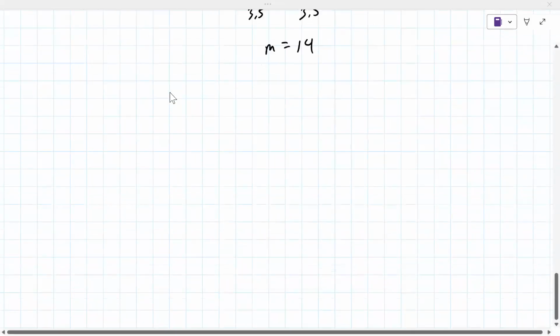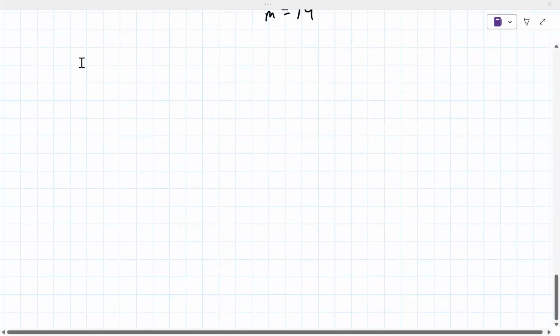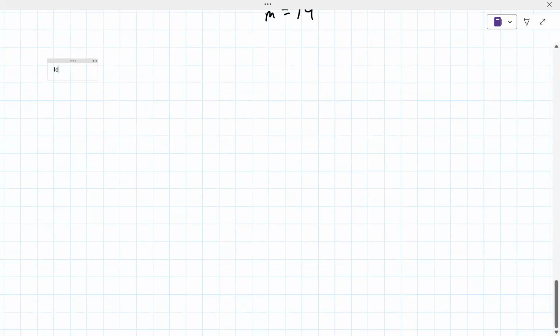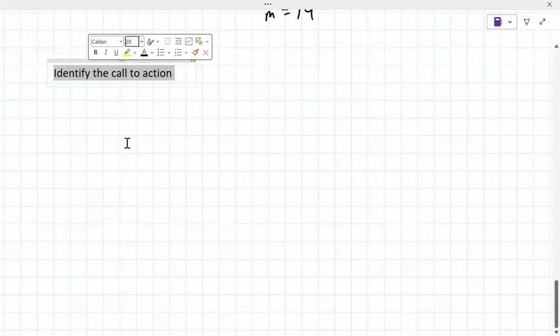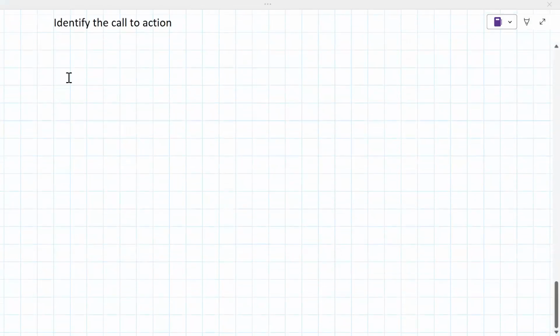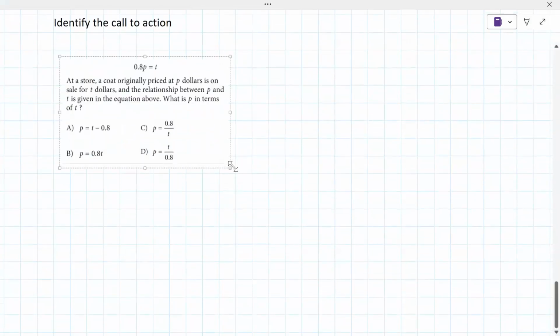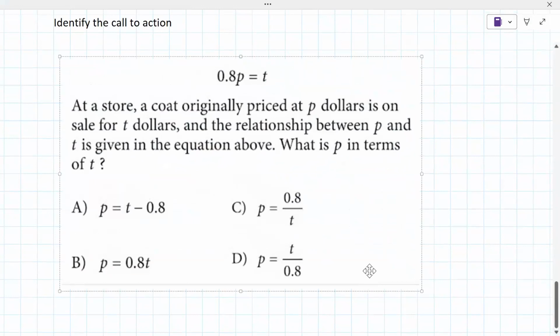Okay, so we're going to look at another question here, but here's what I want you to do first. I want you to identify the call to action. That's really, really important. That's the skill we're learning today. We want you to be able to quickly figure out what it is that the problem is actually asking you to do. So here we go. I'm going to put this problem in front of you. Could you read to me the call to action?